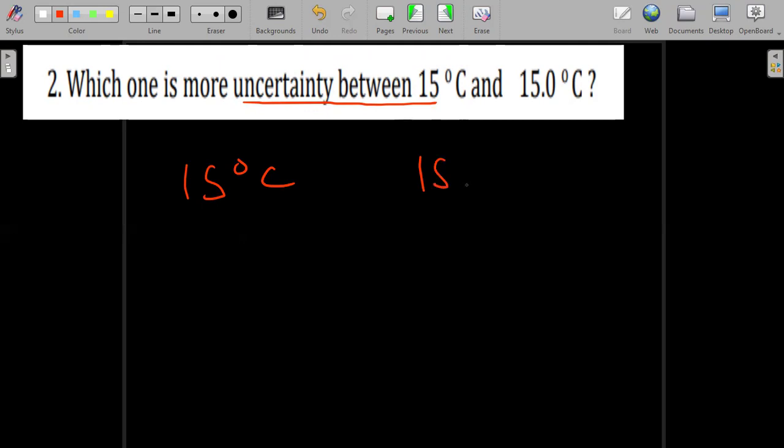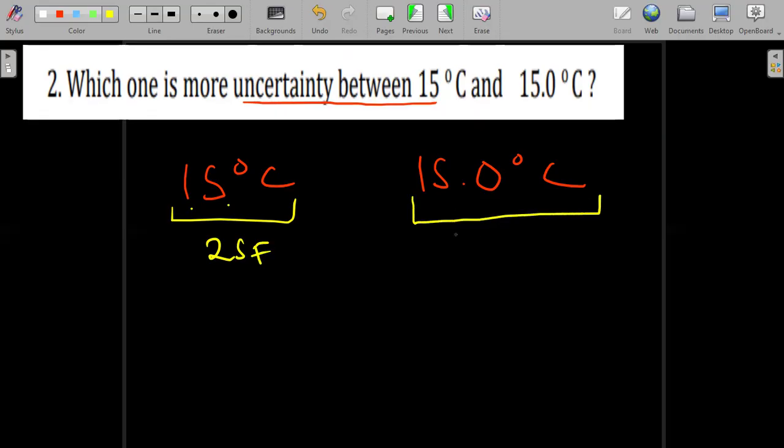Okay, and the 15.0 degrees Celsius. Okay, so you ask yourself, this 15, the way it has been written here, how many significant figures does it have? Okay, it has two significant figures. 1, 2. And then this 15.0 degrees, the way it has been written there, how many significant figures does it have? It has three significant what?